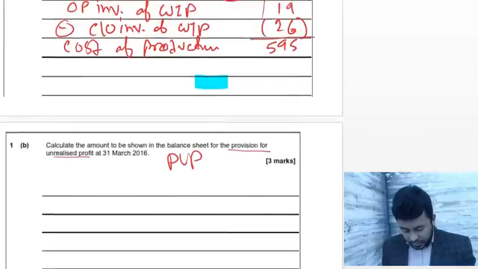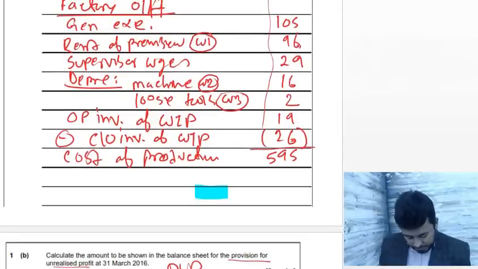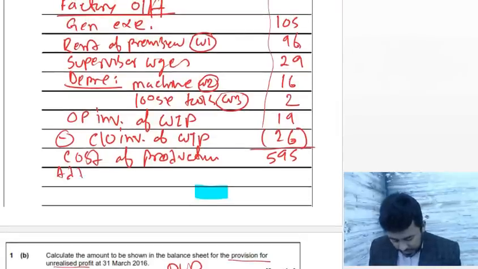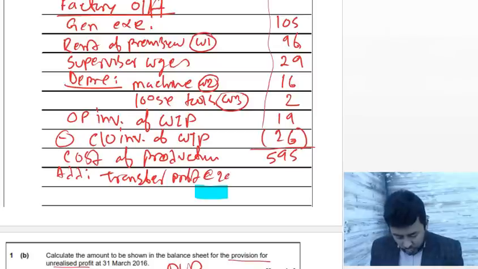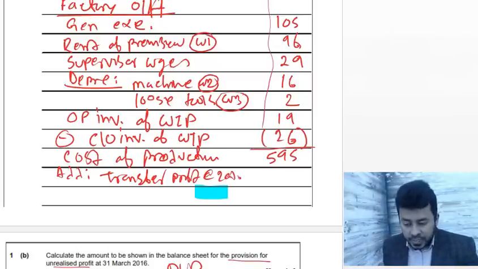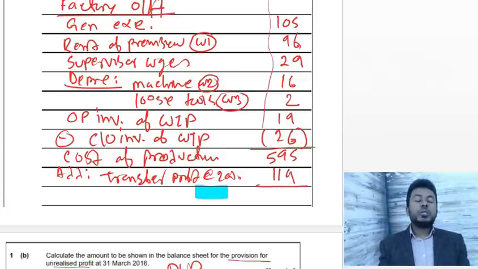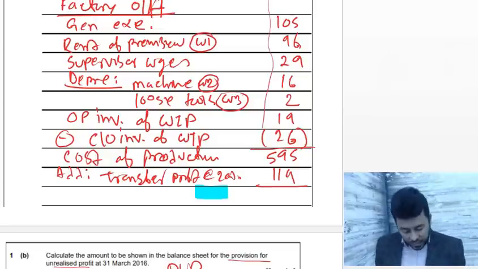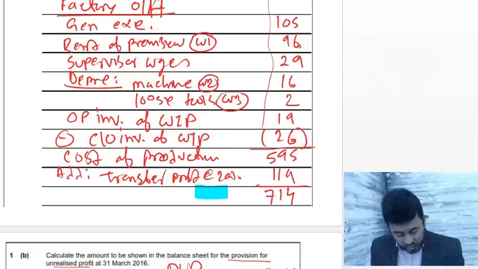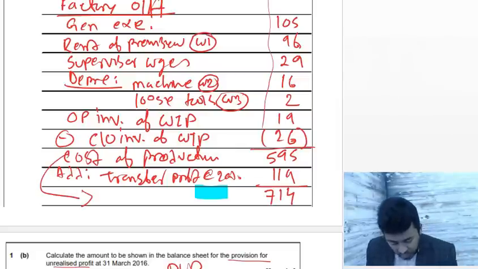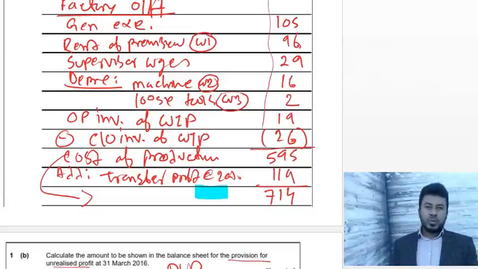we will add transfer profit or transfer price at 20%. If you do 20%, you're going to get 119. Then you add, this is your revised cost, at which cost you will transfer to another department, and the total cost is 714. Yeah, you can call it cost of production or revised cost of production.